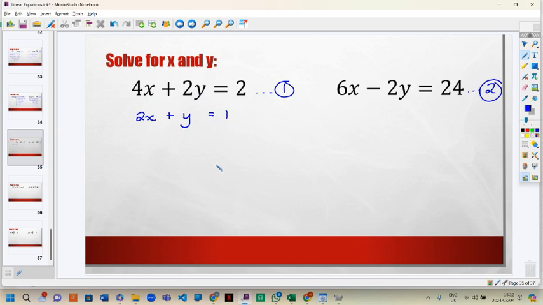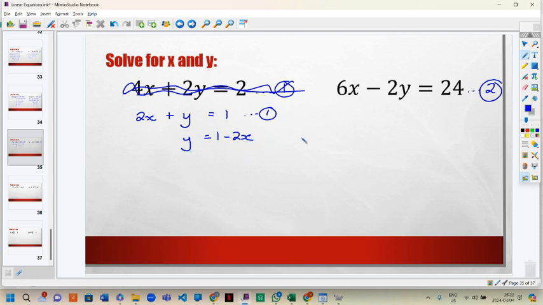Now let's look at this equation. This is my new equation 1. I don't care about this one anymore. Now let's look here. Do I have a singular letter now? Oh, isn't that fantastic? Now I've got a singular letter. So I've got y is equal to 1 minus 2x. Now we know what to do from here. Now I know what y is.